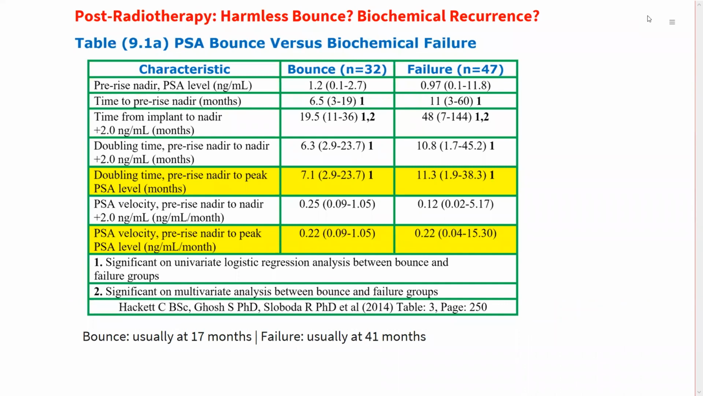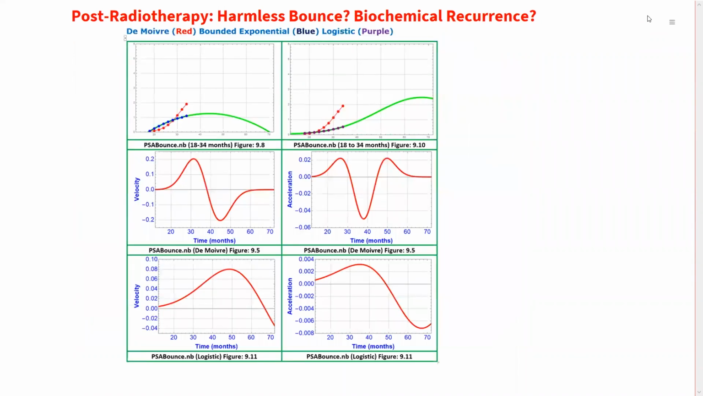Now, here's another curiosity. For some reason, radiotherapy patients, years after the therapy, the PSA returns for mysterious reasons. Clinicians have this down. They're saying, well, if it's 2 years or less, it's a harmless bounce. And if it's out there at 4 years, it might be something to worry about.